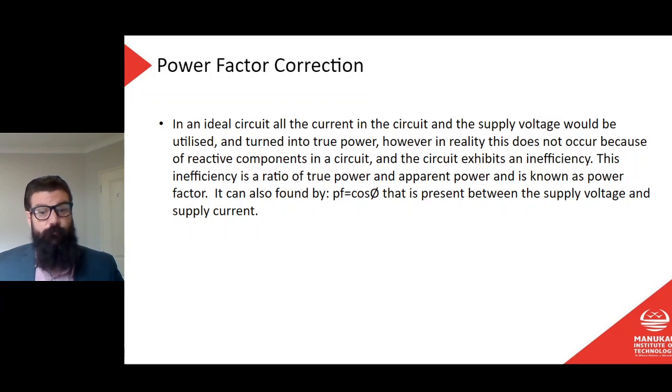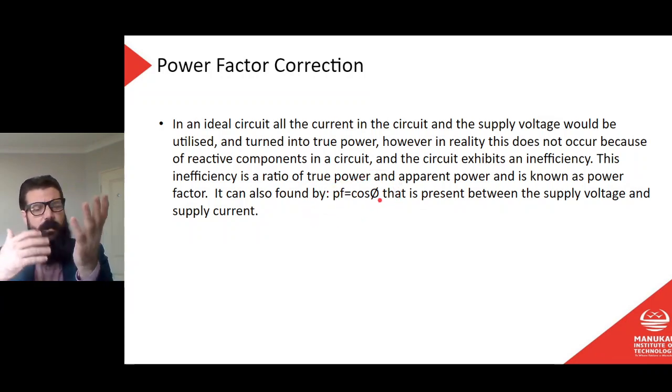This inefficiency is a ratio of true power and apparent power, and it's known as power factor. It also can be found by power factor equals cosine of the angle between the supply voltage and the supply current. In the maths video, I'll go through this a little bit more. I'll show you how to work it out. But the ratio of true power and apparent power means power factor is true power divided by apparent power. True power divided by apparent power. And also cosine of the phase angle, because they all relate together.